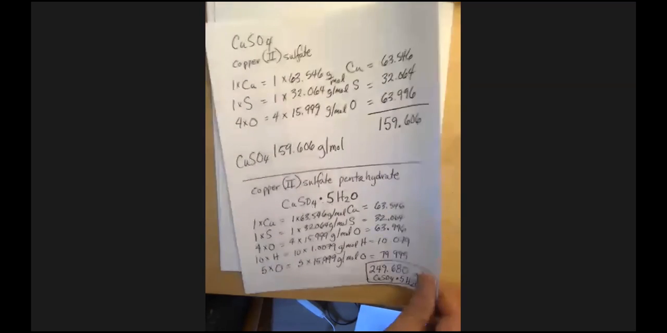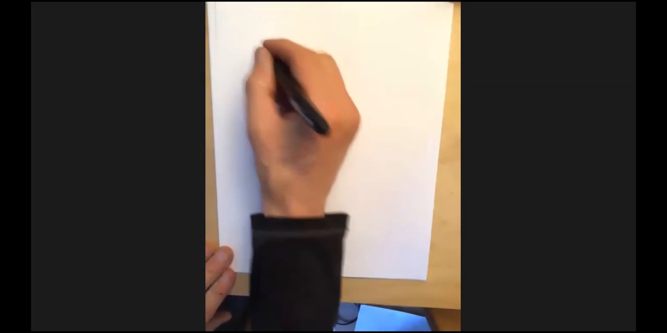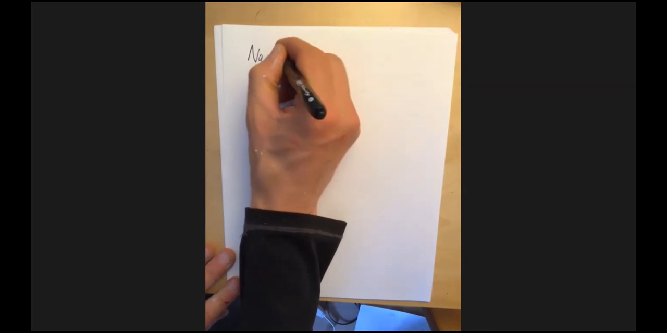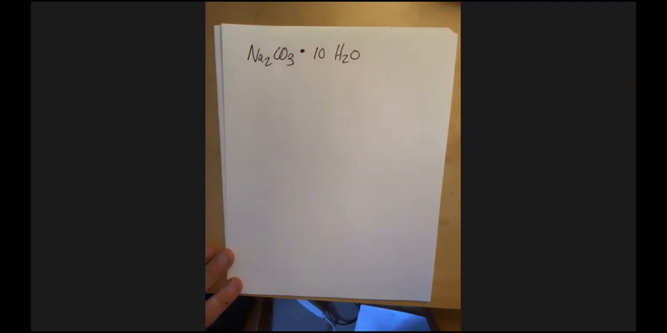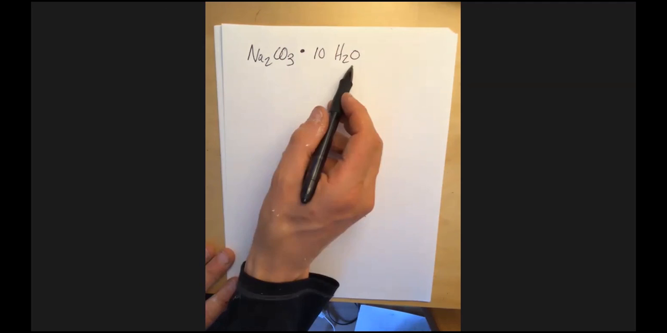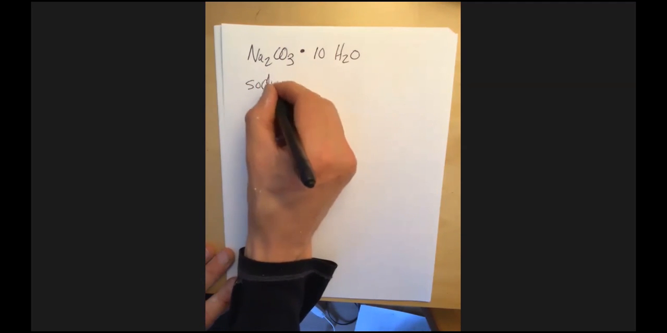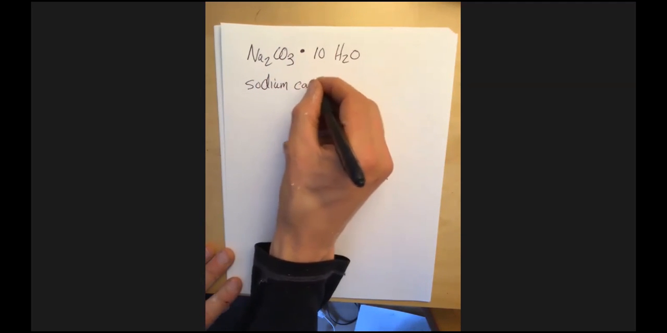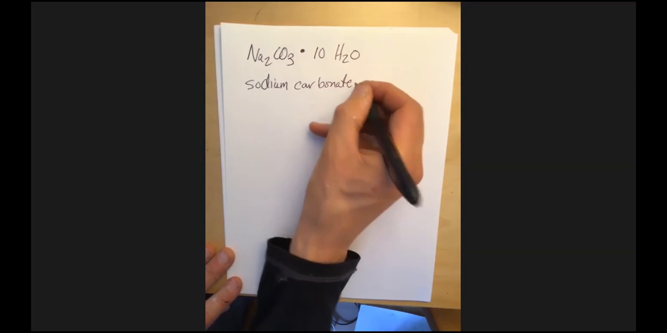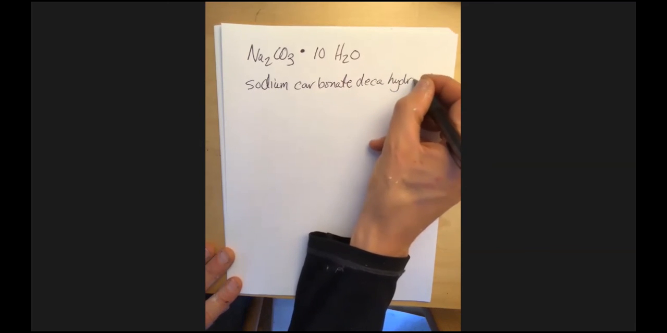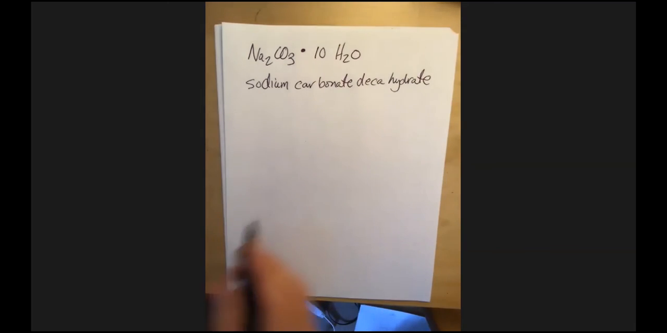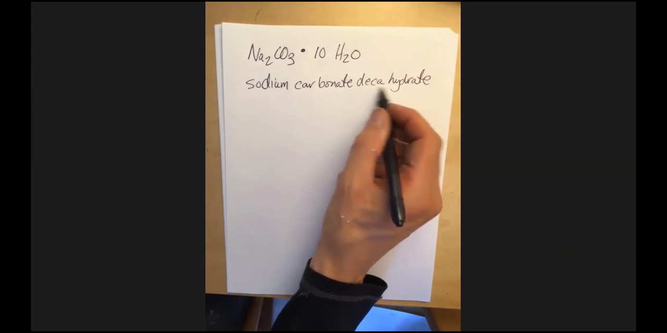Okay, let's look at 2 others. All right. Sodium carbonate comes with at least 2 different types of hydrates. One of them has 10 water molecules, and so we call this one sodium carbonate decahydrate. Deca, 10, just like decade, right?